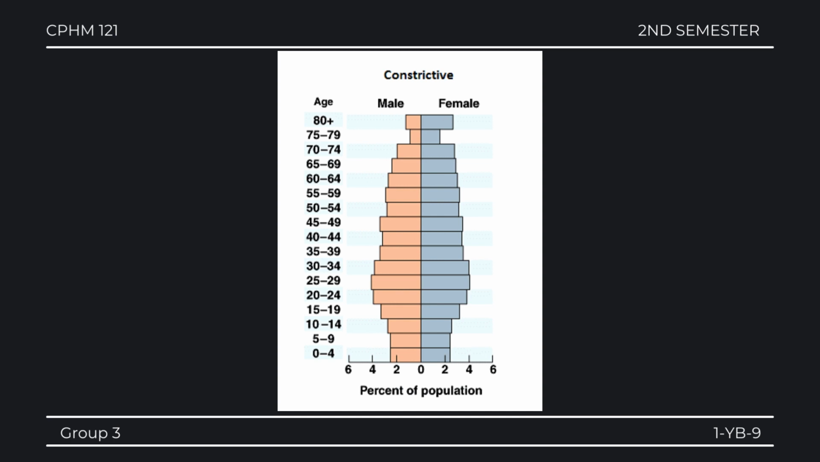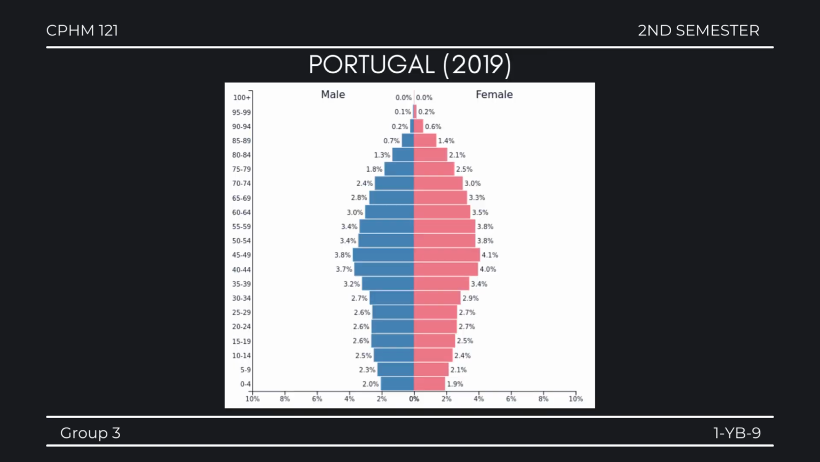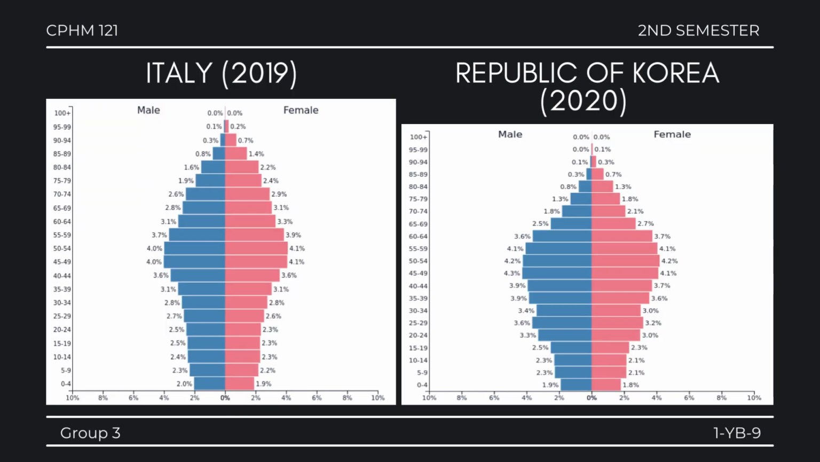Here are 3 countries that have a constrictive pyramid. First one is Portugal, year 2019. As you can see, the outcome is a sequence of bars stacked on top of one another, each indicating an age category, with the bottom bar being the youngest age group and the top bar representing the oldest age group. Other countries that belong to the constrictive pyramid are Italy, year 2019, and Republic of Korea, year 2020.